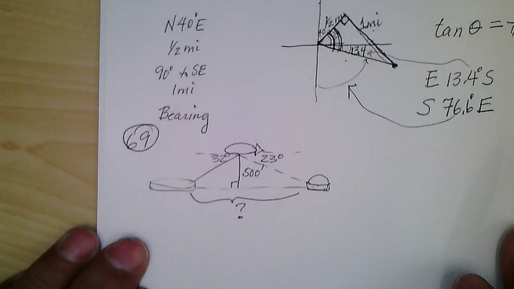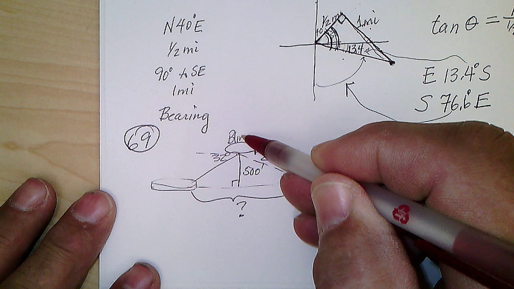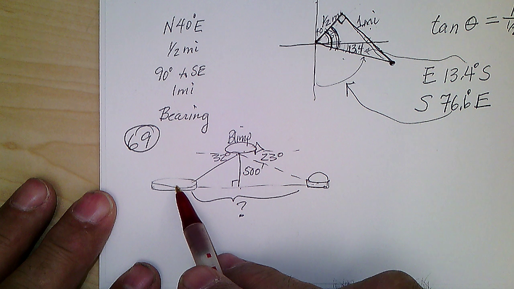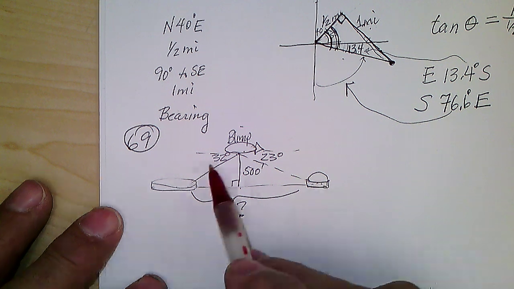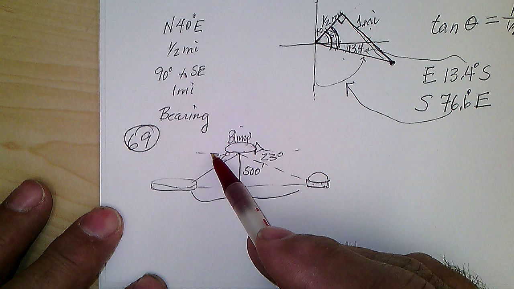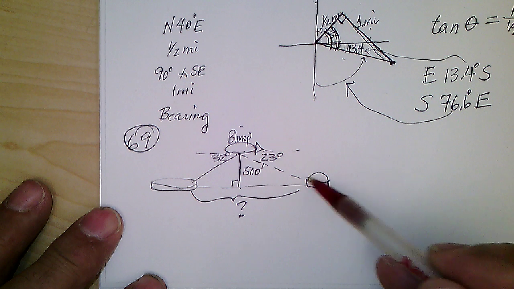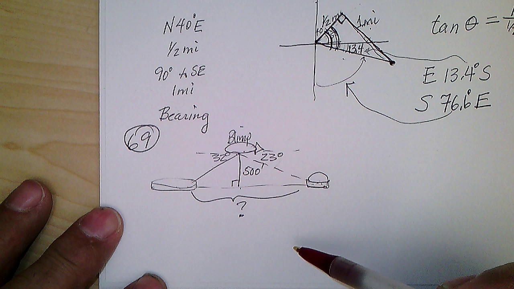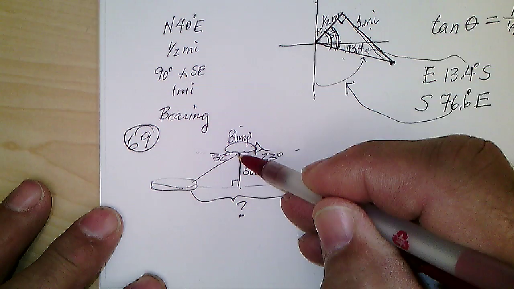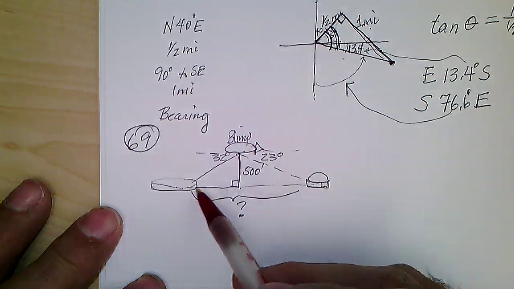And finally, the last one says there's a blimp 500 feet above the ground. There's a stadium over here and a stadium here, and when it looks down from horizontal to this one, it makes an angle of depression of 32 degrees. When it looks over to this one, it makes an angle of depression of 23, and they want to know how far these are apart. Well, we have two right triangles here, since it was at 500 feet. We can find this one.